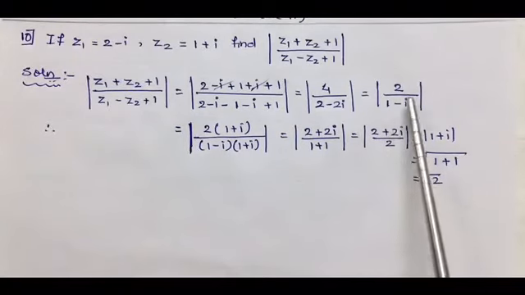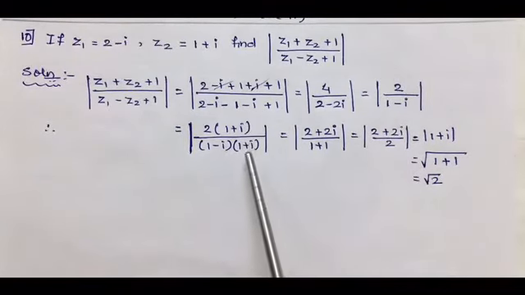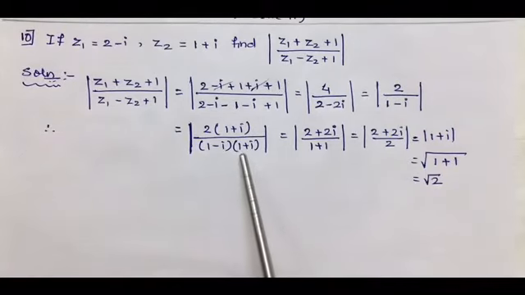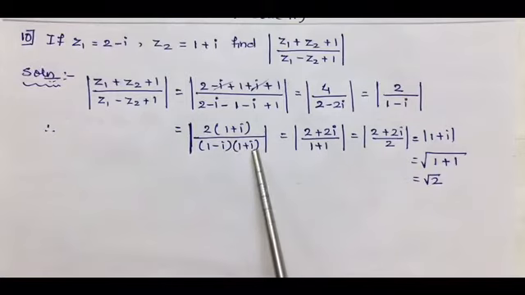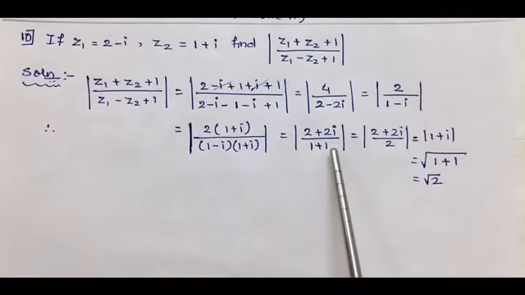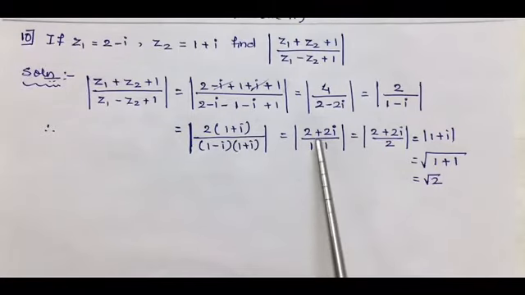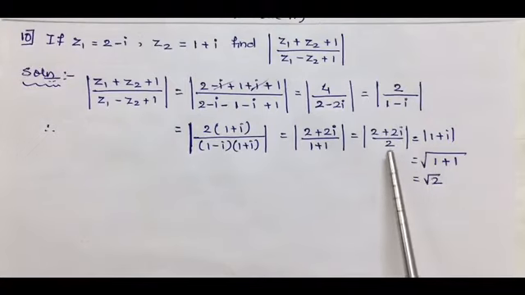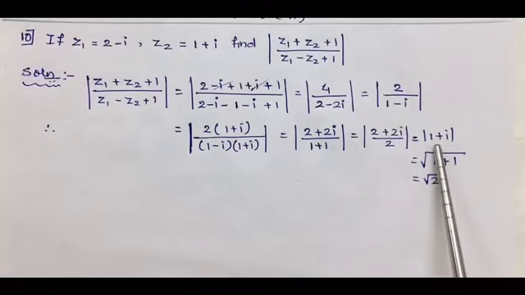Now to remove i from the denominator, multiplying and dividing by its conjugate, we get 2 into (1 plus i) upon (1 minus i) and (1 plus i). Now 1 minus i times 1 plus i, using a square minus b square, makes it 1 square minus i square, and minus i square value is minus 1, so it becomes 1 plus 1. Upside 2 plus 2i divided by 2. Taking out common 2 and cancelling, we get mod of 1 plus i.